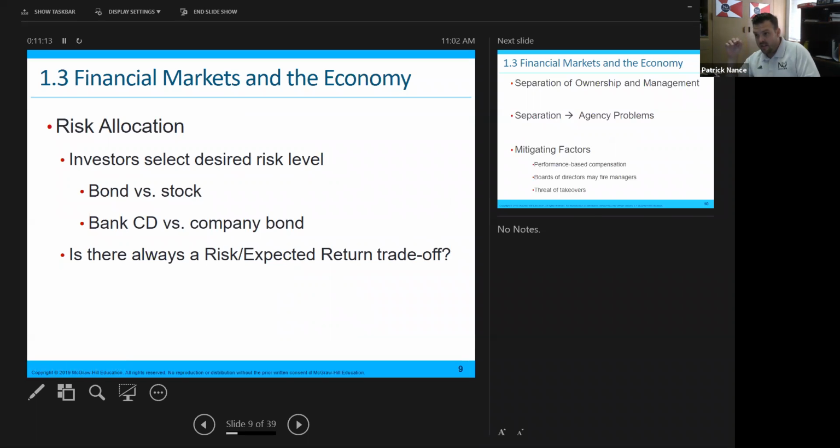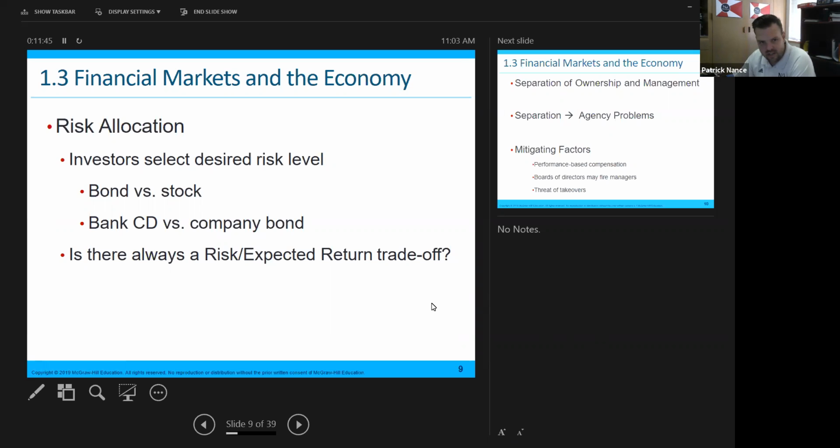Risk allocation. Investors select desired risk levels, so bonds versus stock, for example. And even within bonds and stocks, there are different levels of risk. Penny stocks and small companies are generally higher levels of risk. Bonds are rated. Companies have credit scores just like individuals do. So the lower their credit score, the lower their bond score, the more risk involved in buying that bond. And then there's also things like bank CDs, and then there's corporate bonds and company bonds.